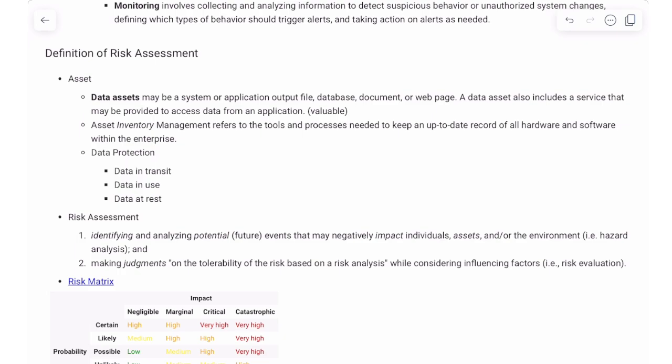But if you want to protect your data asset, the first thing you need to do is inventory management. That means you have to make sure how many different data sets the company has, and where are they?